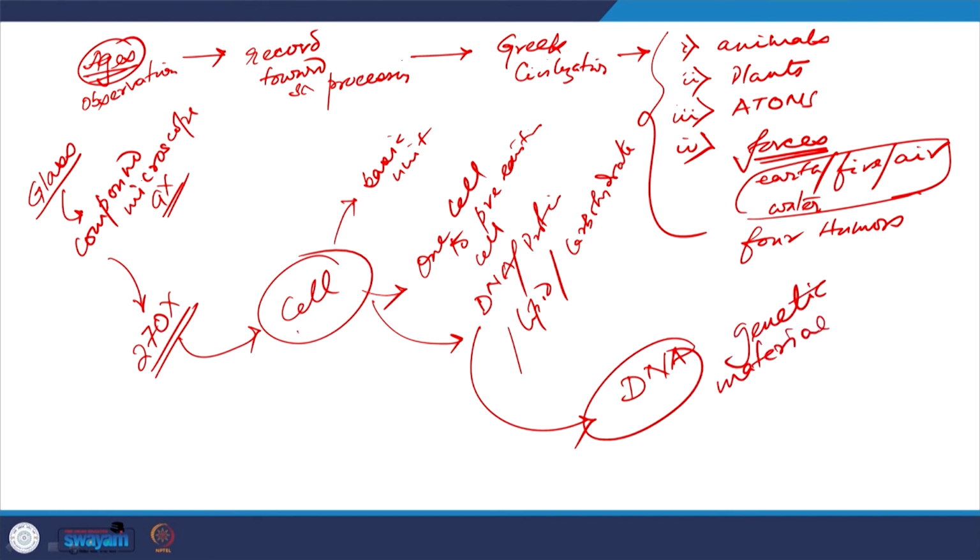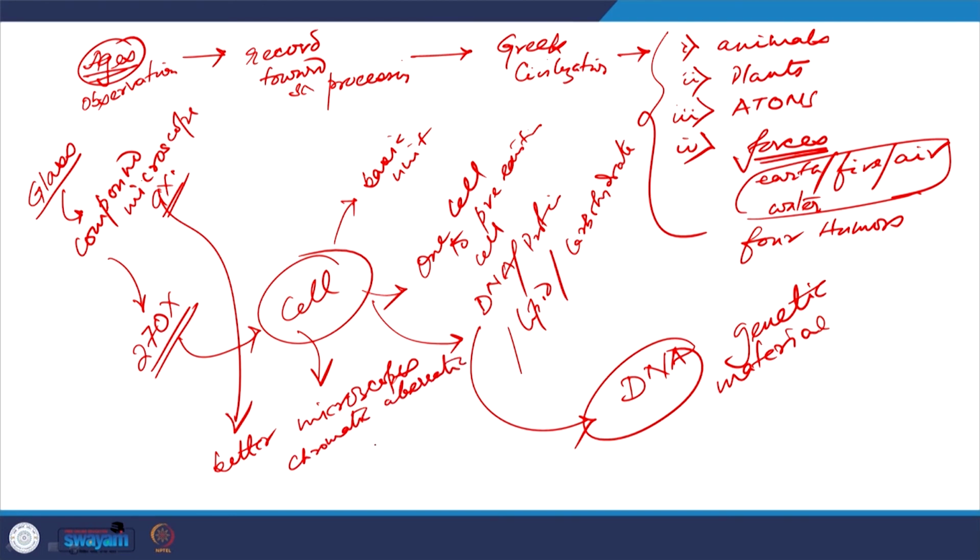Side by side, there is a huge improvement from 9x to 270x to better microscopes, where chromatic aberration gives rise to even better resolution.